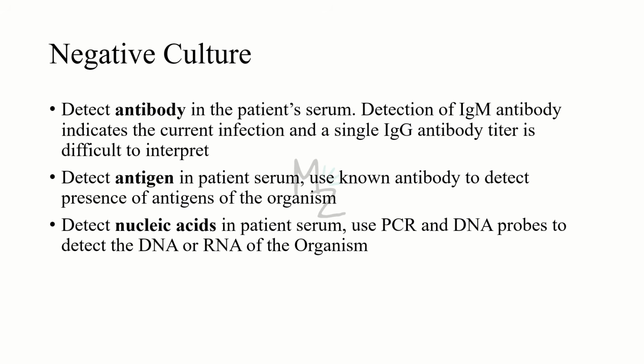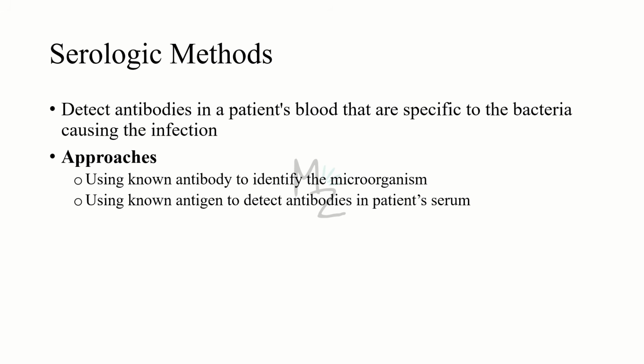Another thing that we can do when the culture is negative is to detect antigen in the patient specimen. Use known antibody to detect the presence of antigens of the organisms. For example, fluorescent antibody to detect antigens in tissue, and latex agglutination to detect capsular polysaccharide antigens in spinal fluid. The third thing that we can do when culture is negative is to detect nucleic acids in the patient's specimen, and then use polymerase chain reaction, the PCR, and DNA probes to detect the DNA or RNA of the organism. And now we are done with the cultures.